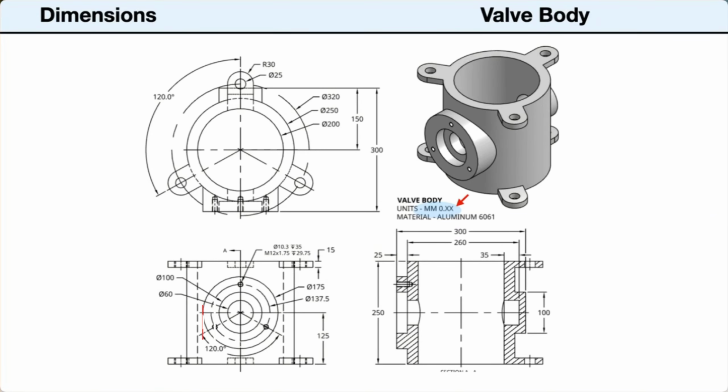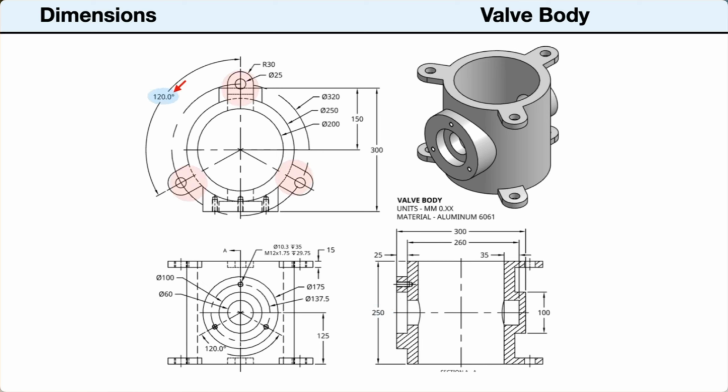Next, we can read the dimensions and notes. First, the measurement units are in millimeters. The top view shows the inside diameter of the valve body at 200 millimeters. The outside diameter is 250 millimeters. This results in a wall thickness of 25 millimeters. The body has an overall height of 250 millimeters.